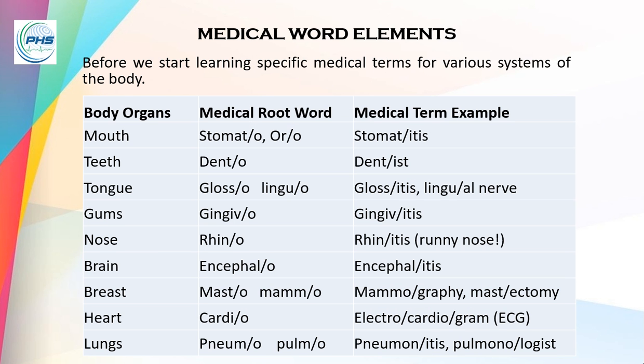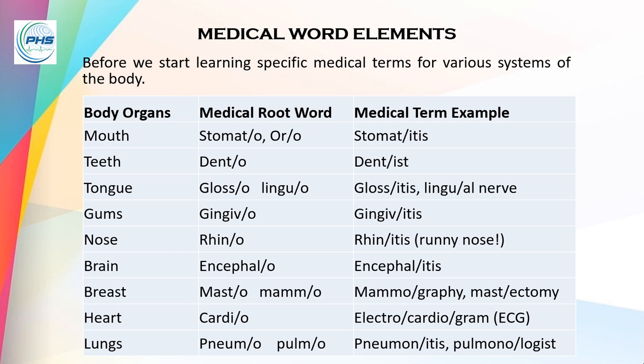Before we start learning specific medical terms for various systems of the body, we need to know word roots that identify major organs in the body. It is important to understand each of the medical root words to be able to further break down the medical term and understand the meaning easily without much effort. Let us look at a couple of body organ examples with their medical root words, medical term example, and we'll also try to get you an understanding of the word description of the medical terms.